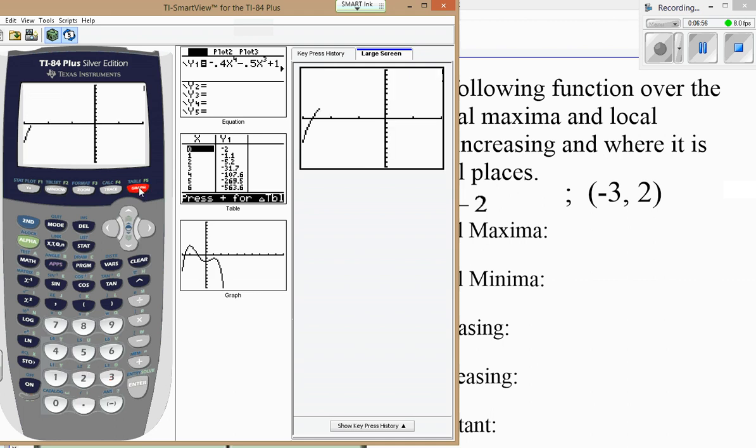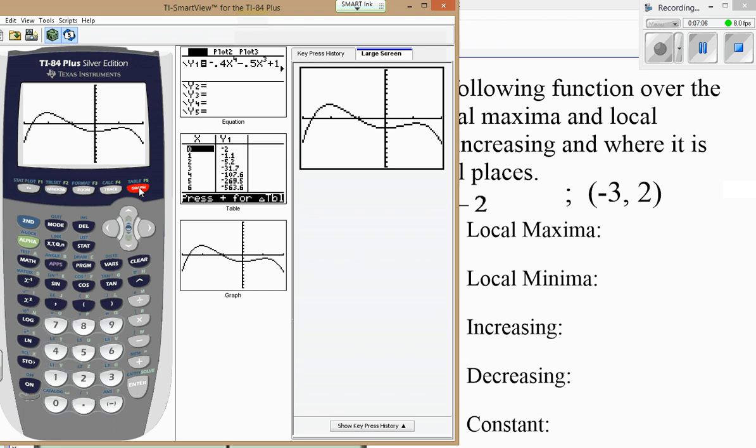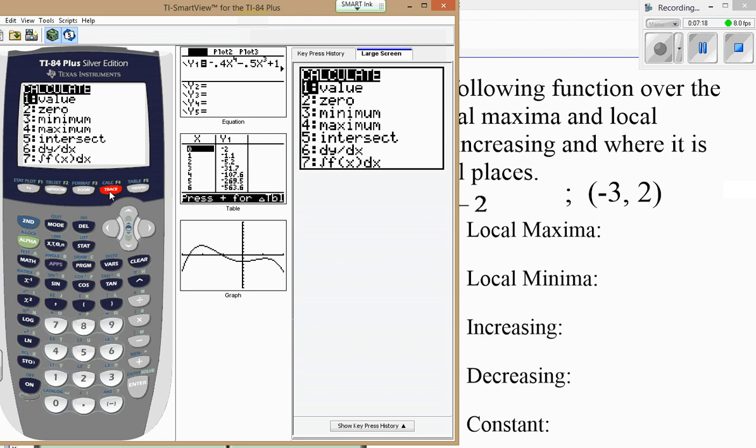So now when I graph this, I see that I have a local maximum, a local minimum, and another local maximum there. Now in order to find these, I can use a feature on my calculator. Up here by F4, you have calc. So to get that feature, you got to do second, calc. And first we're going to find the tip here.